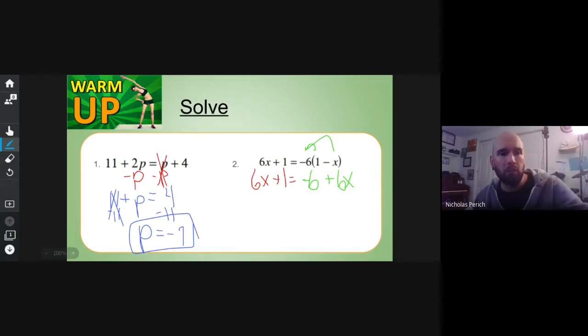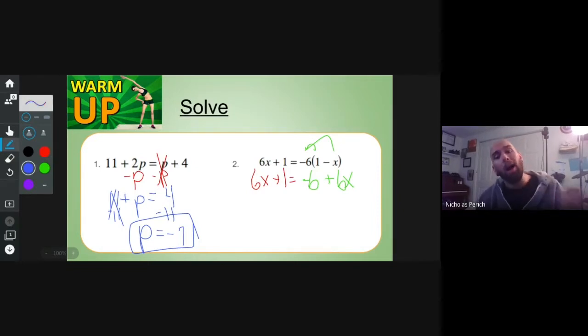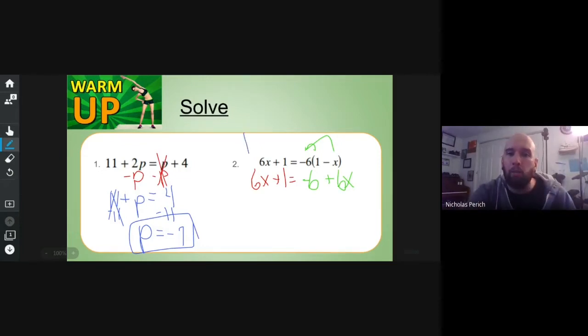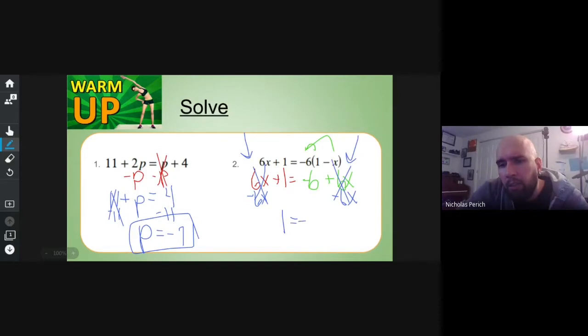Now, if you think you know what's going to happen, please write it down or please unmute yourself and tell me. But I have a 6x on the left. I also have a 6x on the right. You may remember from yesterday's afternoon class that if I have a variable on the left side of the equal sign, and on the right side of the equal sign, and they're the same exact thing, I could just get rid of them by subtracting them out in this case. All my variables disappear, and I'm left with 1 equals -6.